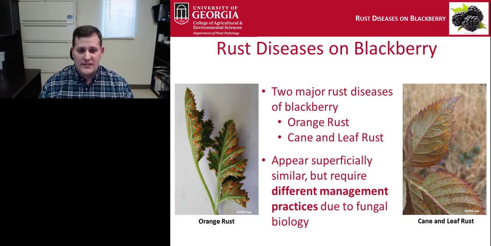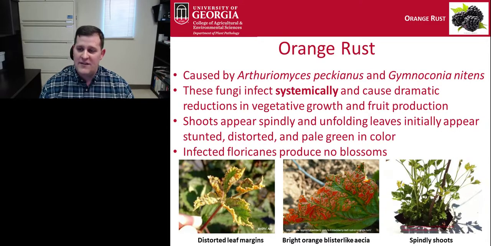So orange rust is caused by a couple of different fungal species, and key for this is that they infect the plant systemically. As a result, they cause dramatic reductions in vegetative growth and fruit production, and you just can't get rid of them by spraying or pruning them out. Even if you prune the plant off to the ground, as you see in this picture in the bottom right, the spindly shoots that come up will show that they're already infected with the orange rust pathogen.